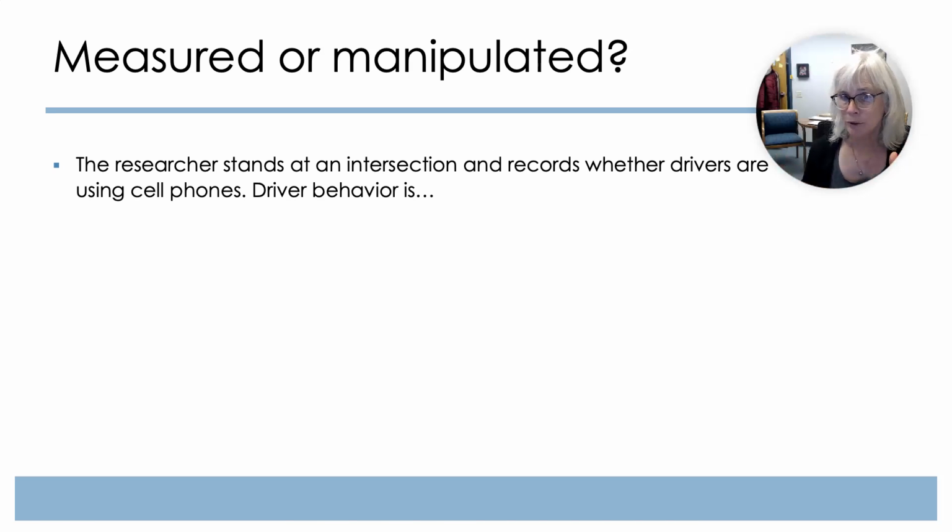So the researcher stands at an intersection and records whether drivers are using cell phones. The driver's behavior is measured or manipulated. Think about how you would know that. Were you assigning people to using cell phones? If so, then it would be a manipulated variable. If not, if you're just observing it, then it's a measured variable.